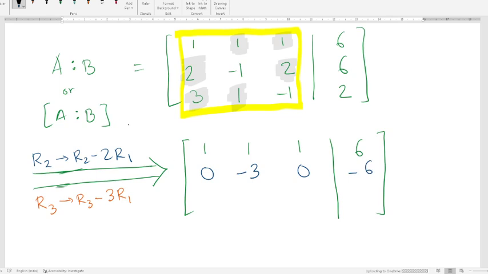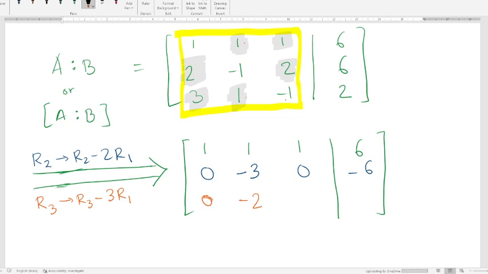Okay. Third row. In the third row, the first one is 0, that is manufactured. We had designed our transformation such that that is going to be equal to 0. The second column, 1 minus 3 times the first row, 1. So 1 minus 3 is negative 2.